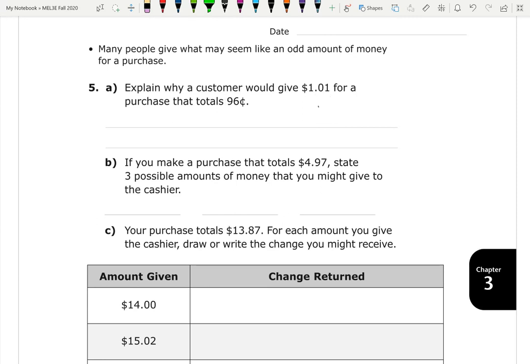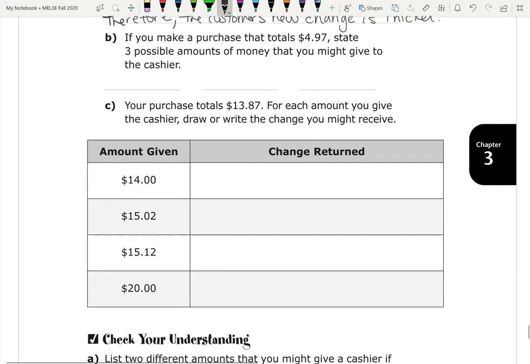So let's write that down. If you make a purchase that totals $4.97, state 3 possible amounts of money that you might give to the cashier. Okay, well, I can have a $5 bill available. Another way of giving the cashier $5 is in coins. So 2 toonies and 1 loonie. Or you can actually just give exact change if you have it.